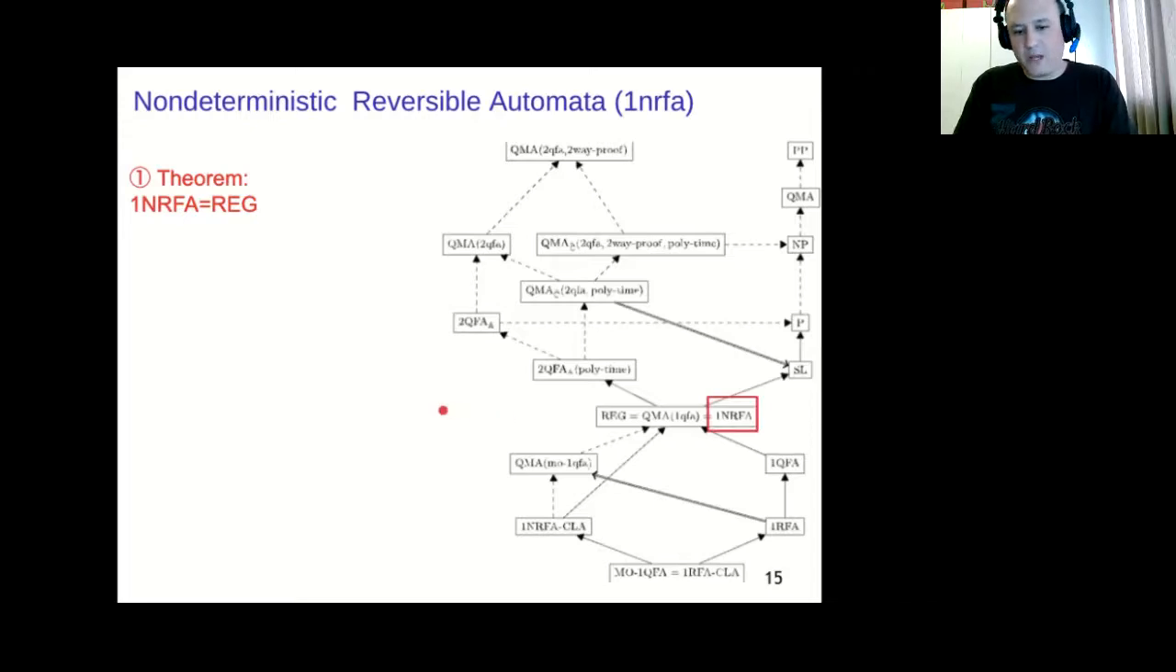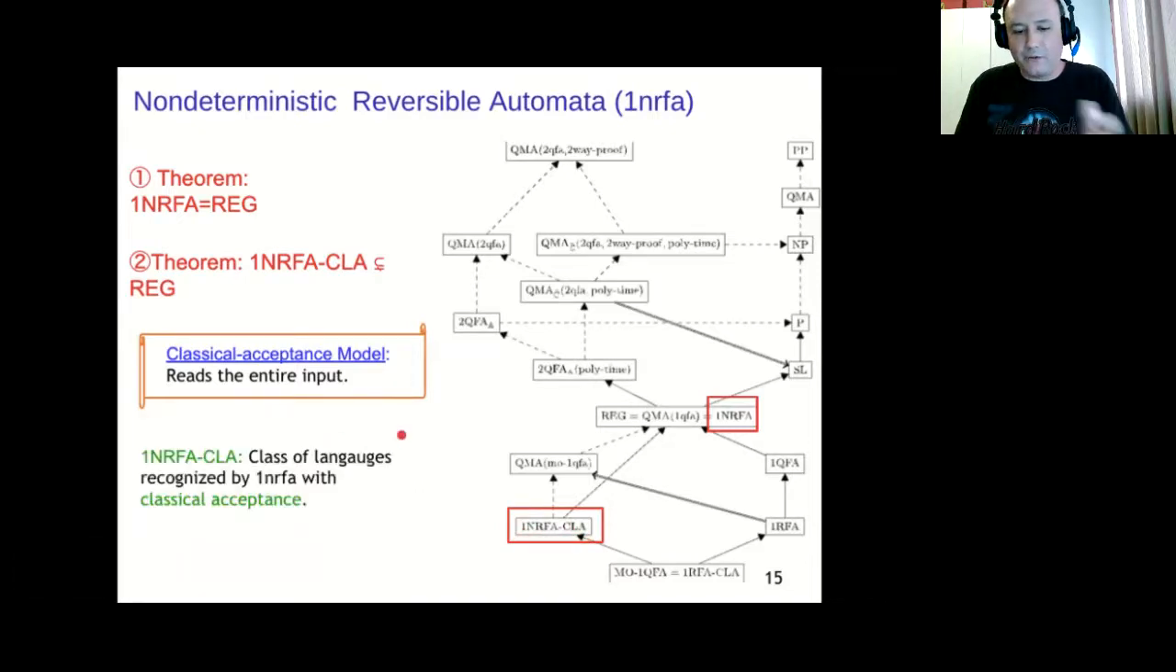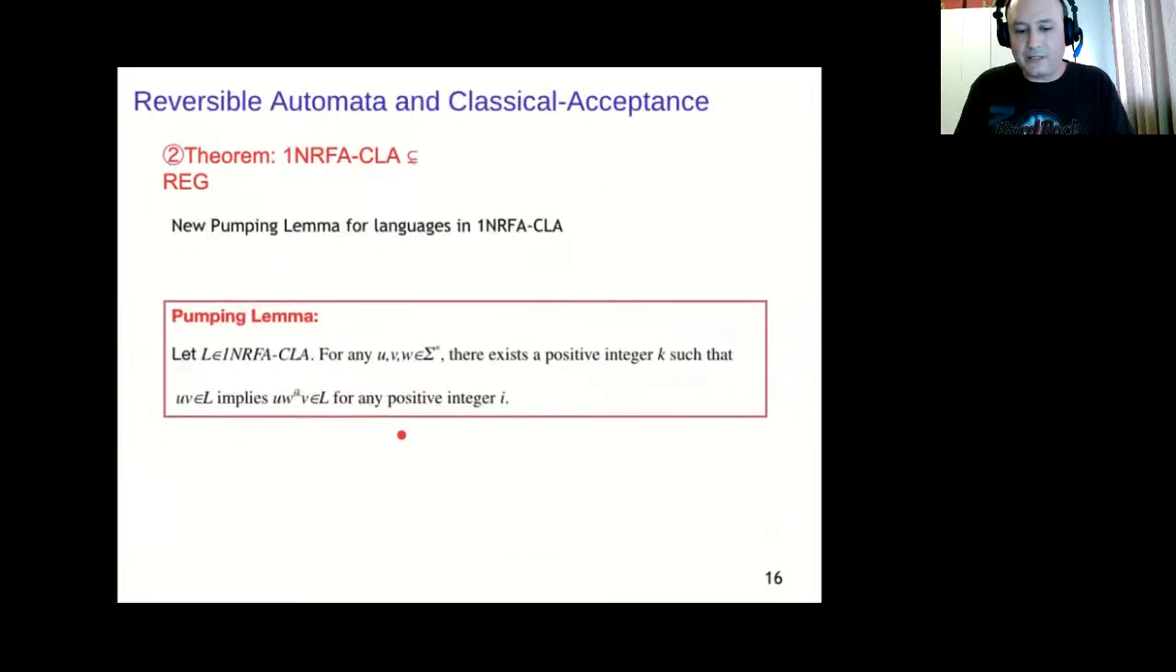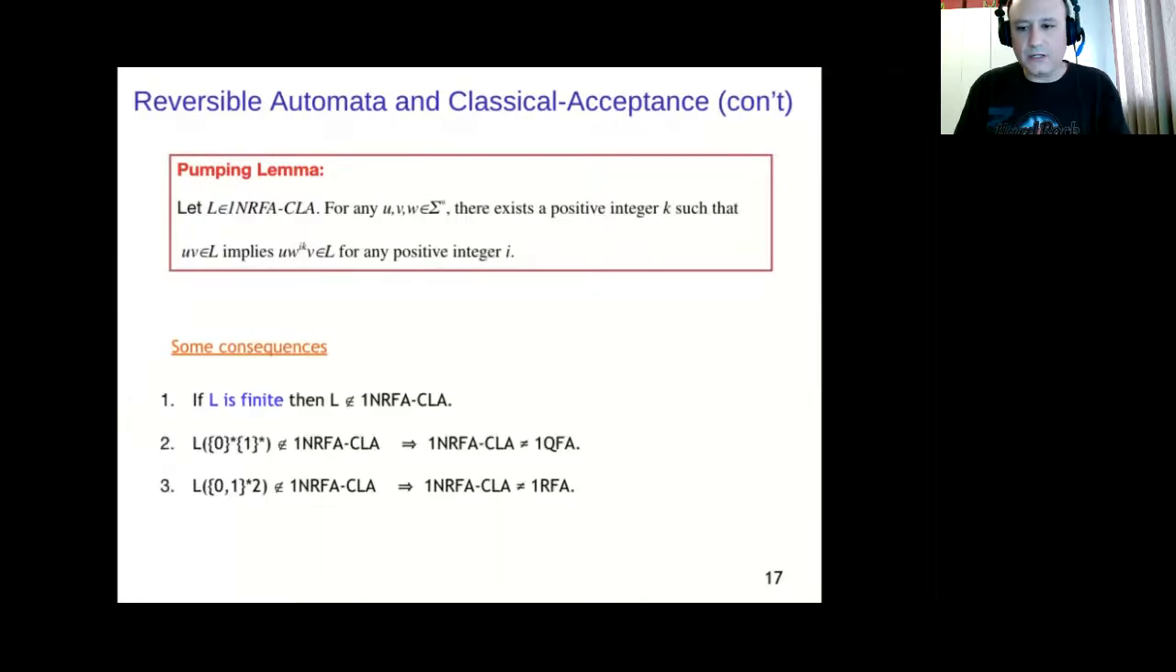Here are the things we can prove, for example, that non-deterministic reversible finite automata are just the regular languages. Like I said before, if we put some restriction, like classical acceptance, in the automaton, the complexity class completely changes. And one new technique that we developed for that is a new pumping lemma for non-deterministic reversible automata. I'm not going to go into that, so I'm going to try to go faster here.